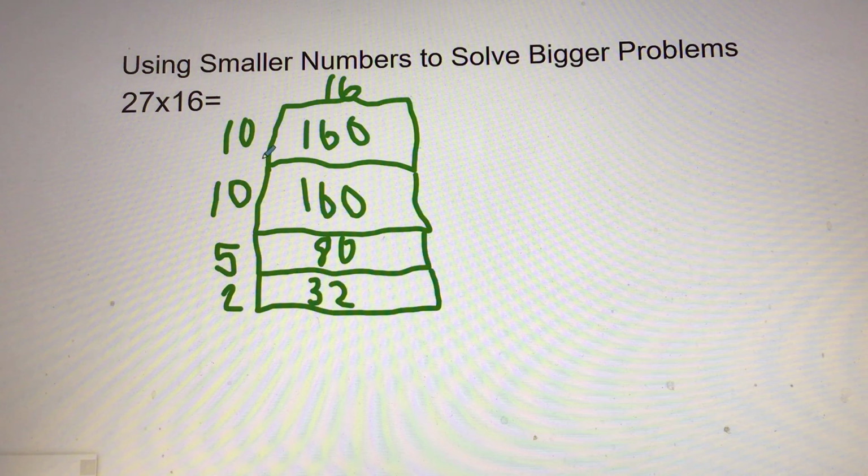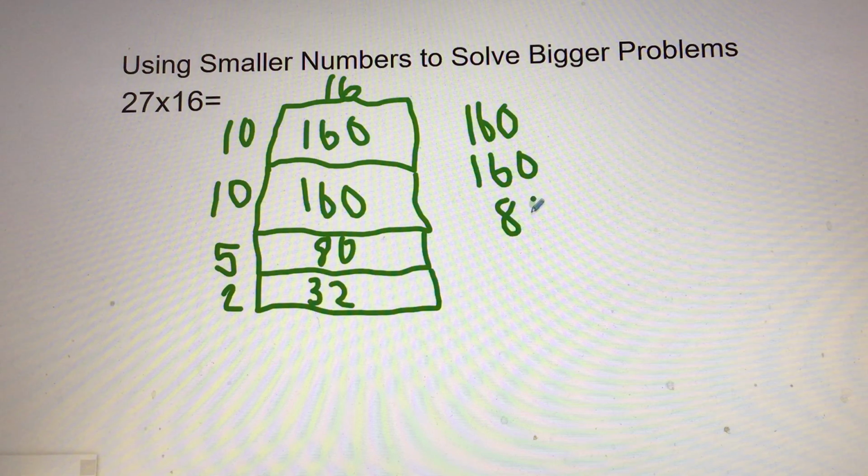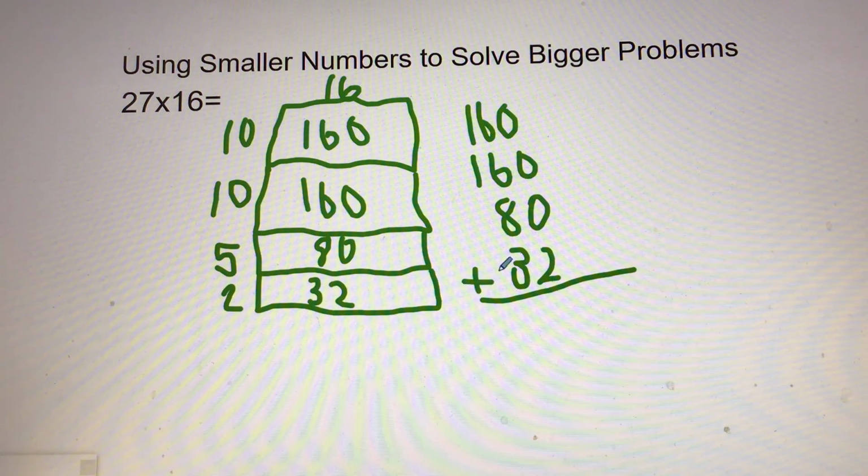Right? So I double check again. 10, 20, 25, 26, 27. That's 27 by 16. Oh, I have all my numbers to add up. So what I would do is I would add 160, 160, 80, and 32 up. And what do you know? Just like with our ratio table, my answer is 432.